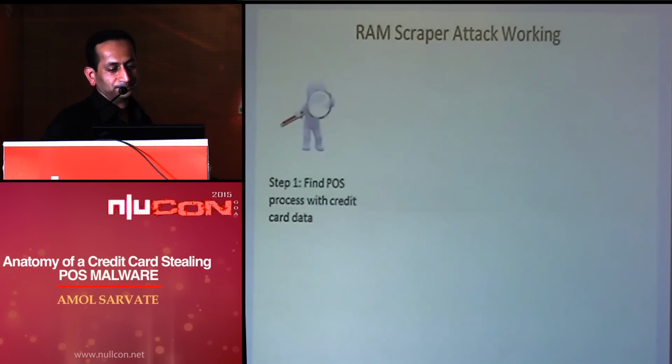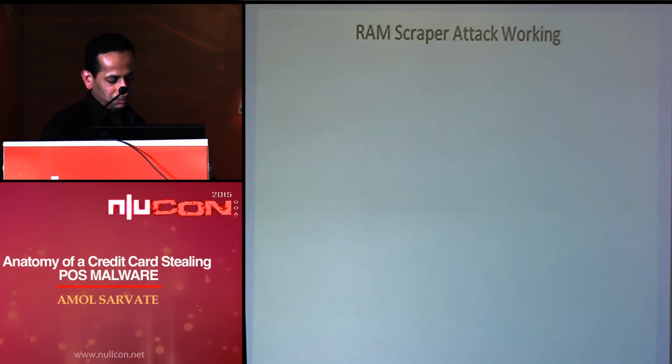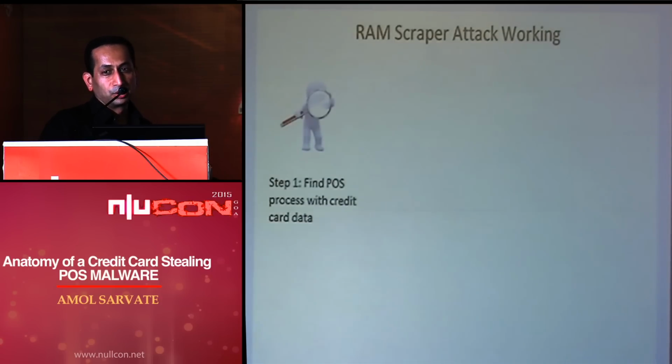So the malware has to be very efficient to get to this data, because as I said previously, the data is unencrypted in the RAM only for a very short amount of time. When you swipe the card, the process which receives this data immediately starts encrypting it, and the malware has to get to the data before it is entirely encrypted. So what the malware that I have created here does is find the POS process that has credit card data.